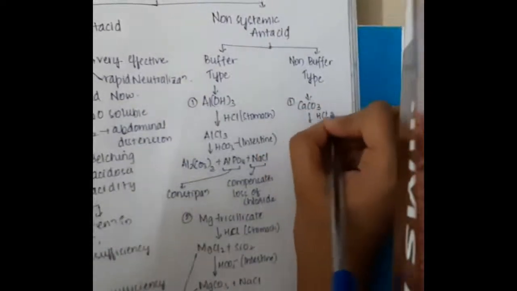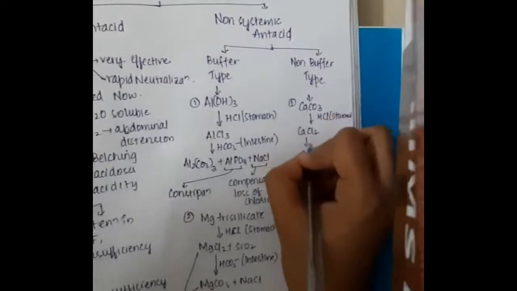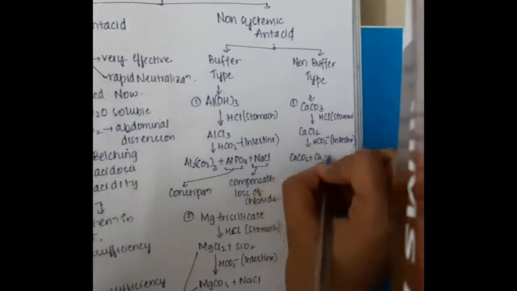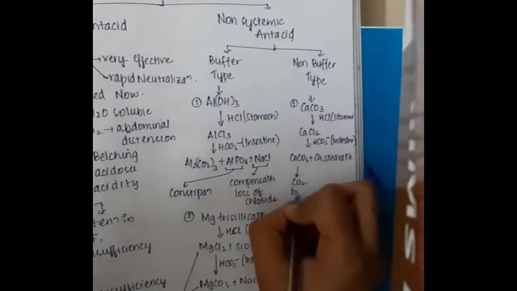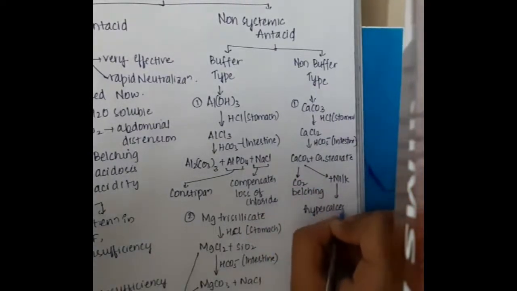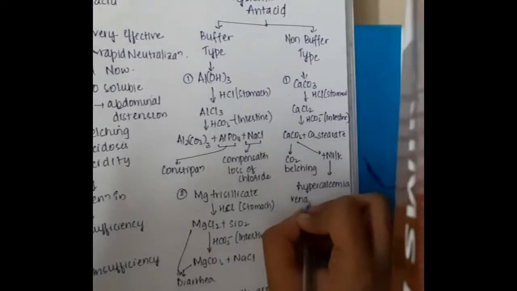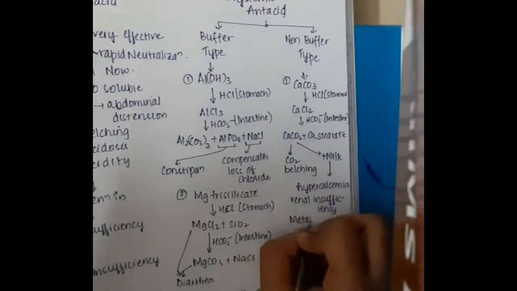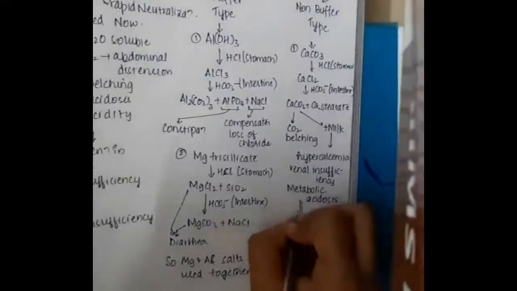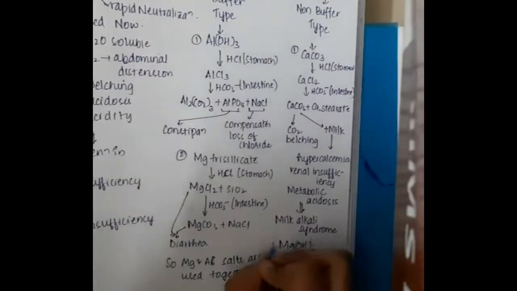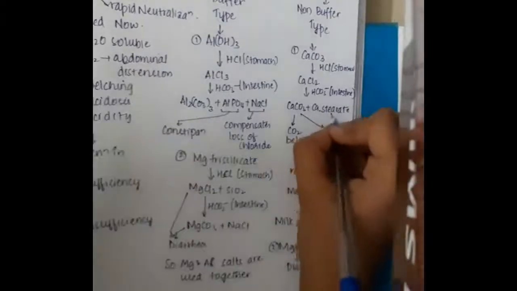Non-buffer type. First, calcium carbonate, in the presence of HCl or stomach, it forms calcium chloride, which in the presence of carbonate, that is intestine, it forms calcium carbonate and calcium stearate. This calcium carbonate causes carbon dioxide belching, and this calcium carbonate, in the presence of milk, it causes hypercalcemia, renal insufficiency, and it also causes metabolic acidosis. Thus it results in milk alkali syndrome. Second, magnesium hydroxide will cause diarrhea.